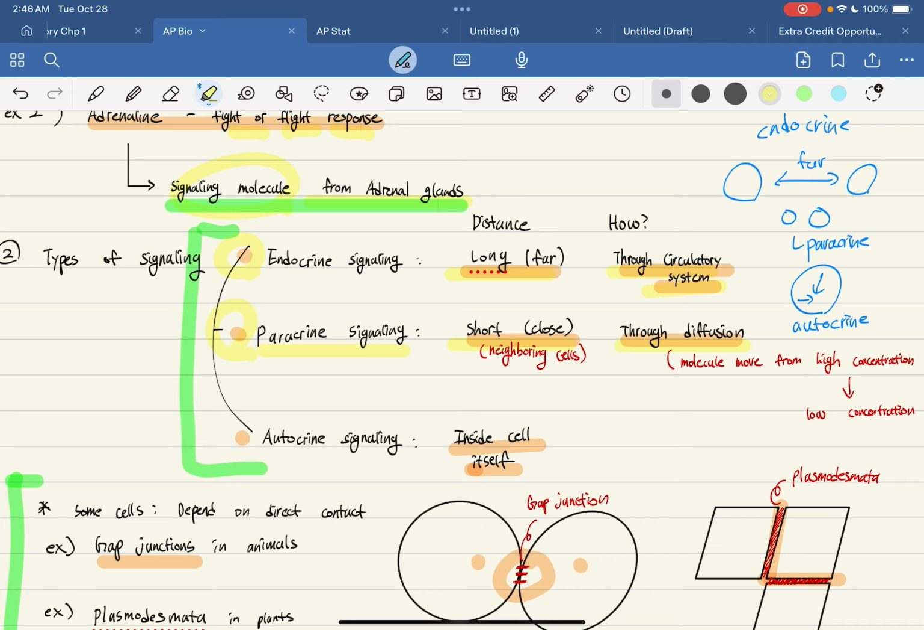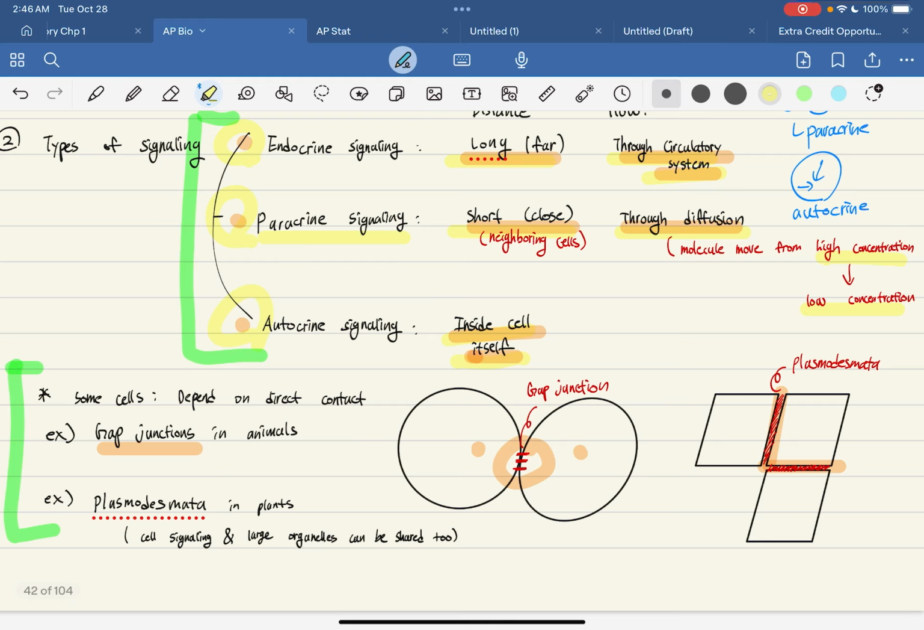Diffusion is a behavior where a molecule moves from high concentration to low concentration. The biggest example would be when you drop ink in water, then the ink diffuses and spreads out to the entire water. The last one would be autocrine signaling, which means that the signaling is happening inside the cell itself.